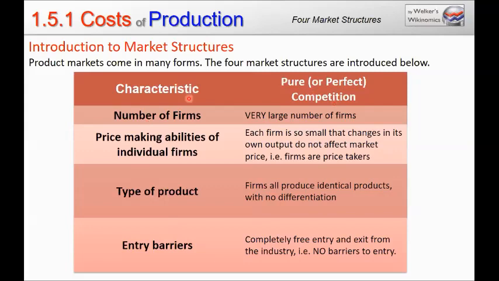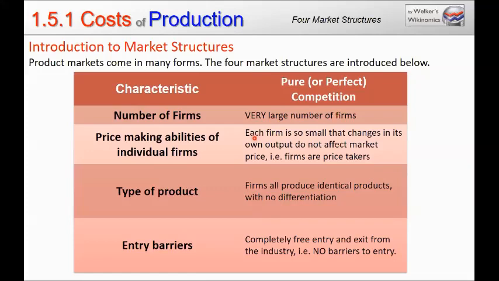So first, in terms of number of firms. In perfect or pure competition, there is a very large number of firms. It is composed of a large number of firms. And then, in terms of price making abilities of individual firms, each firm is so small that changes in its own output do not affect market price. So firms are price takers.